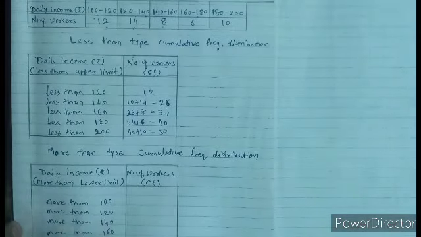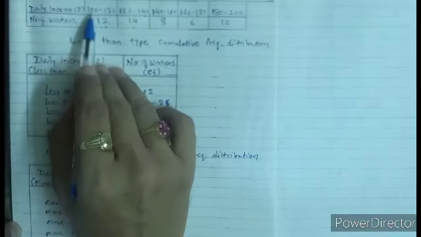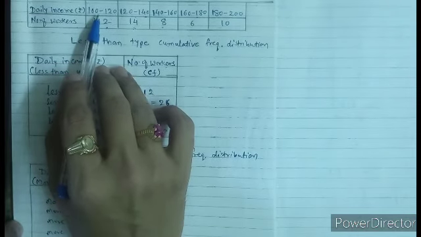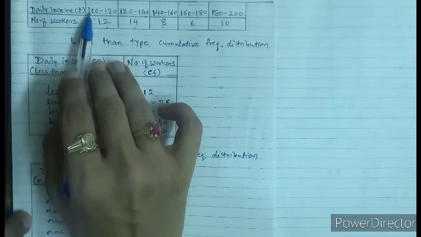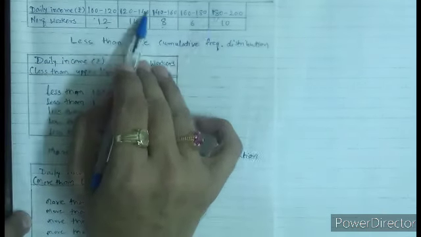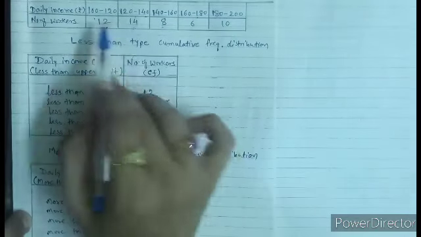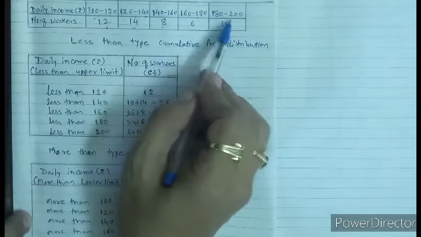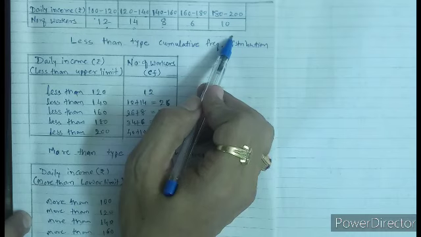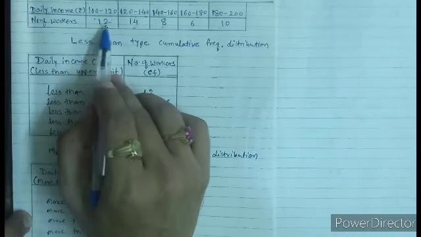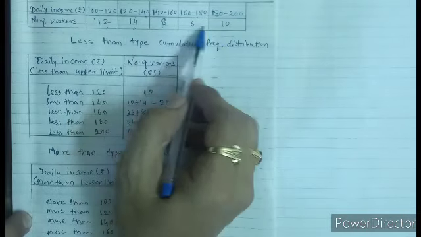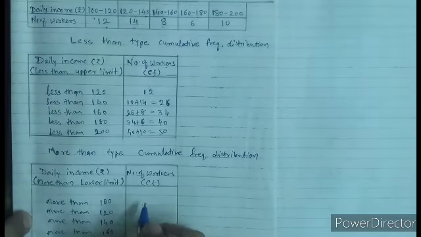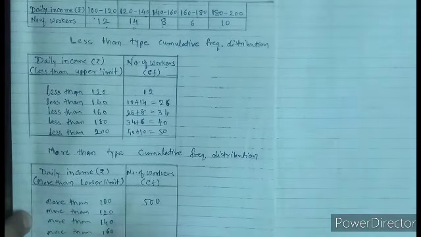Now you have to be very much careful here. More than 100. How many workers have daily income more than 100 rupees? So here 100 to 120, 120 to 140, up to 180 to 200. All the workers have daily income more than 100 rupees. So for more than 100 rupees, there will be the total number of workers. Here the total number of workers is 50. So for more than 100, we will write 50.